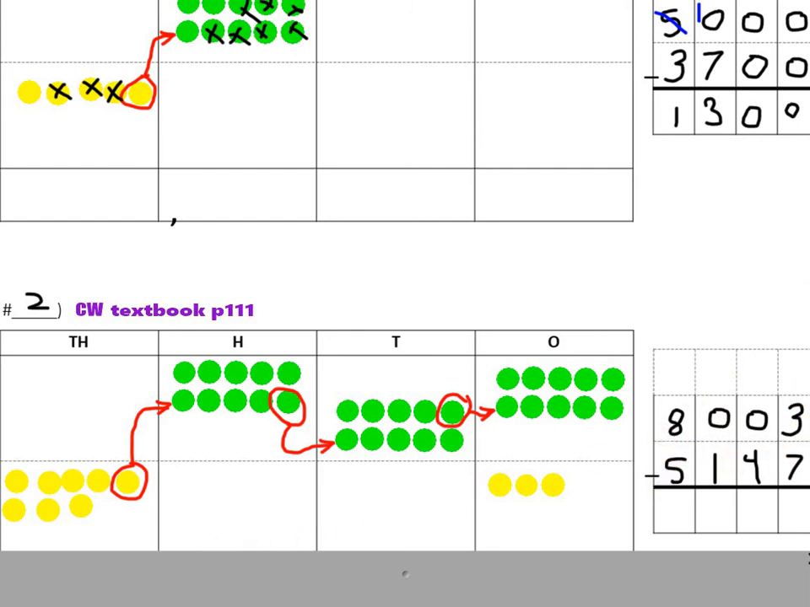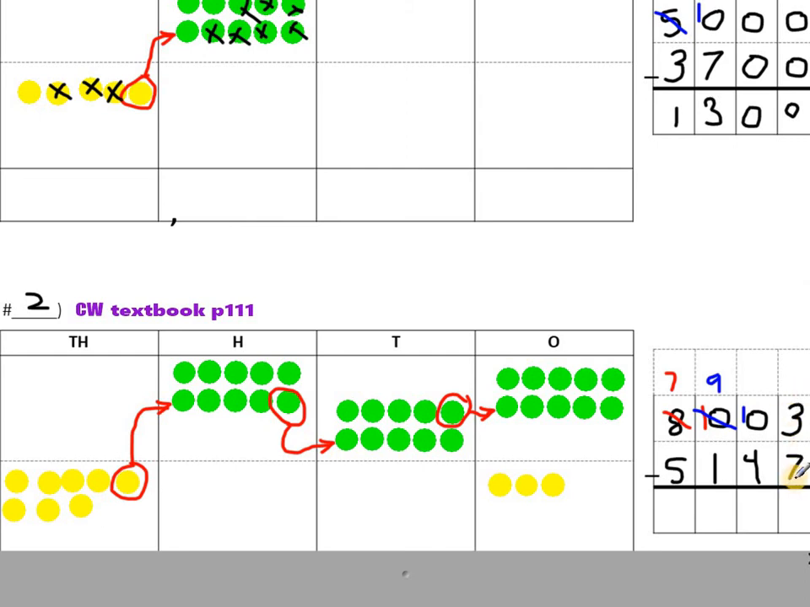I've already done my regrouping. But what does that look like? I start with 8,000 here, and I gave 1,000 to the hundreds place. So this 8 becomes 7. And this 0 becomes 10 hundreds. And 100 goes into the tens place. So the hundreds become a 900, and one of these moves over here, and now I have 10 tens. So 100 moves over, and it's 10.